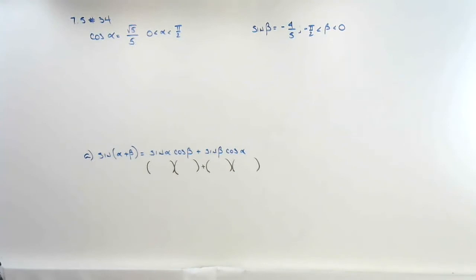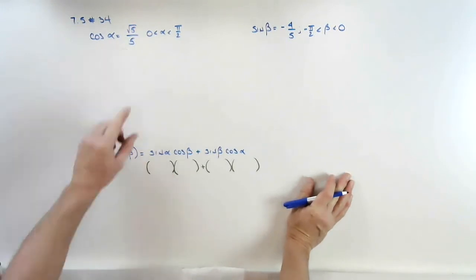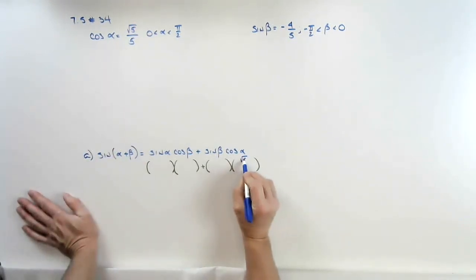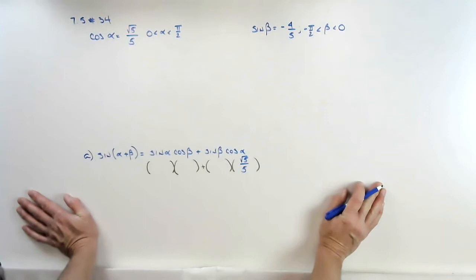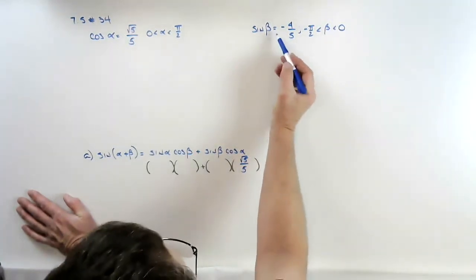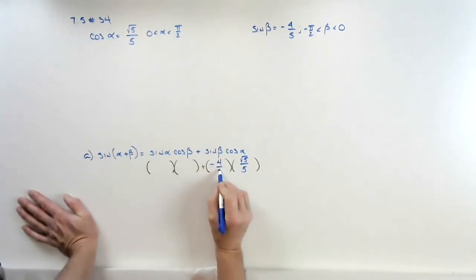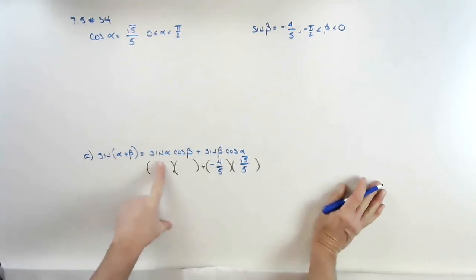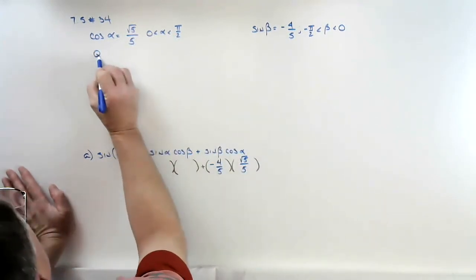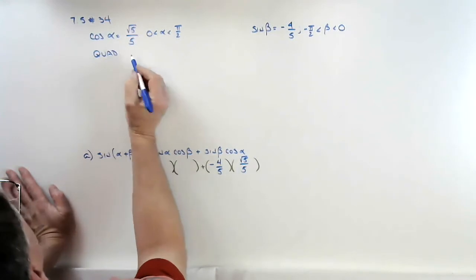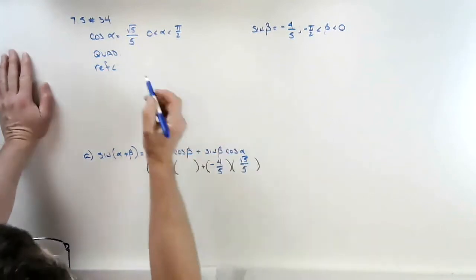Now, how are we going to find those numbers? Well, we already know what the cosine of alpha is. So we can put that number right here. They don't always give us this value in the problem, but in problem 34, they did. We already know what the sine of beta is. So we can put that right here. So we're left with having to find the sine of alpha and the cosine of beta. And the way we're going to do that is we're going to fall back on our what quadrant am I in? What is my reference angle strategy? How do I know what quadrant I'm in?